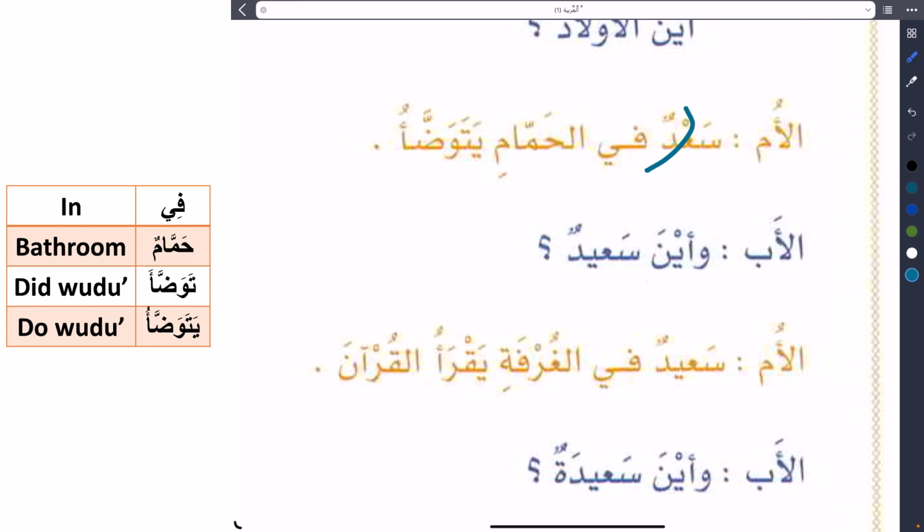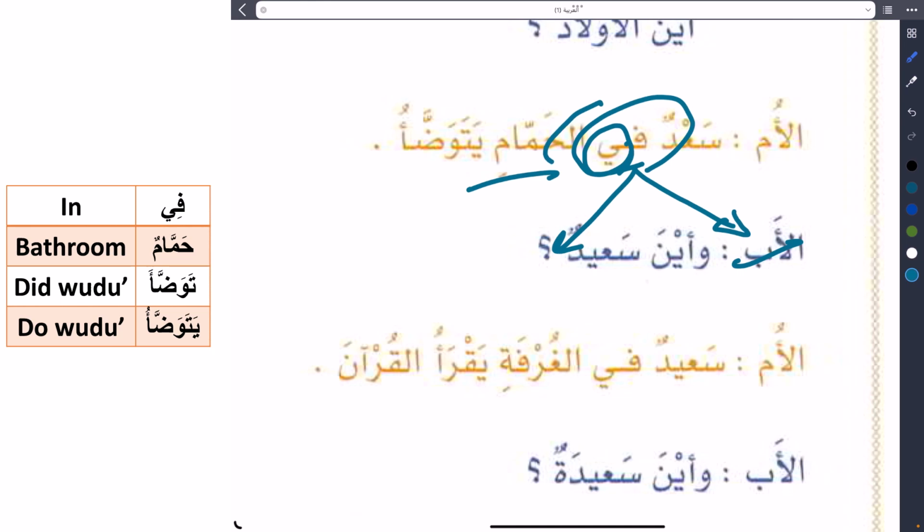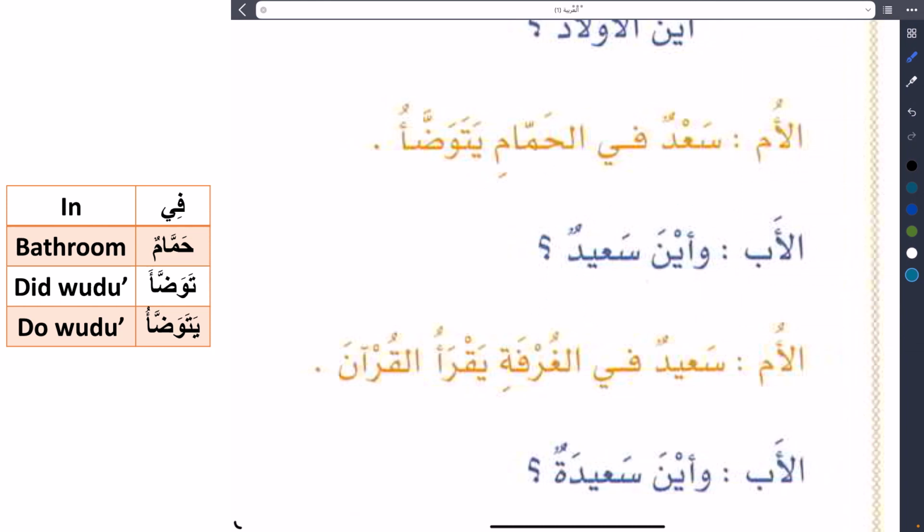So, what did we say about fi? We said two things. The first is the reading rule, that the last letter is skipped in reading. We write it, but we don't read it if the next word starts with al. The second rule about fi is that its meaning is in. Is that everything? No, there is something else we need to know about fi. Fi has a grammar rule. What's the grammar rule of fi?